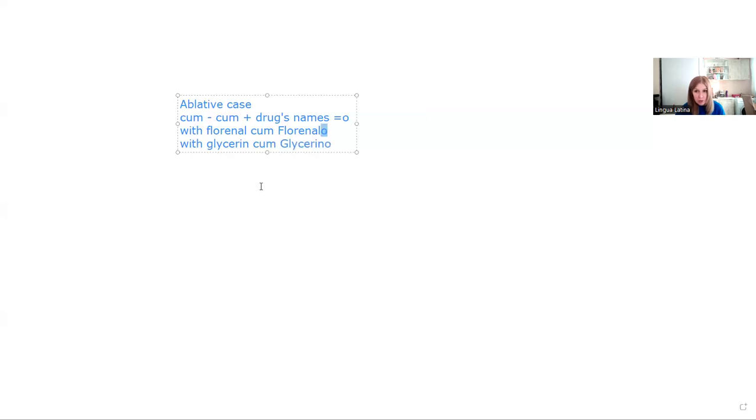Chemical elements are also nouns of the second declension. So we would say cum ferro. Cum ferro means with iron, and so on. Now let's write down an example with a chemical element. With iron, cum ferro. If we need something plural, like with roots, for example, with flowers, we would use the ending ibus.